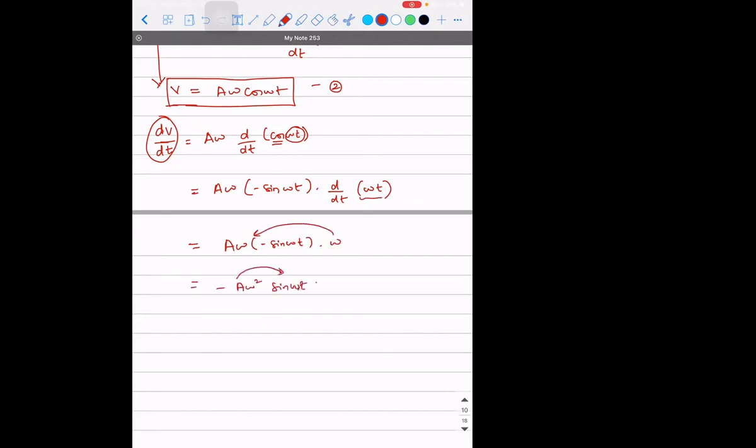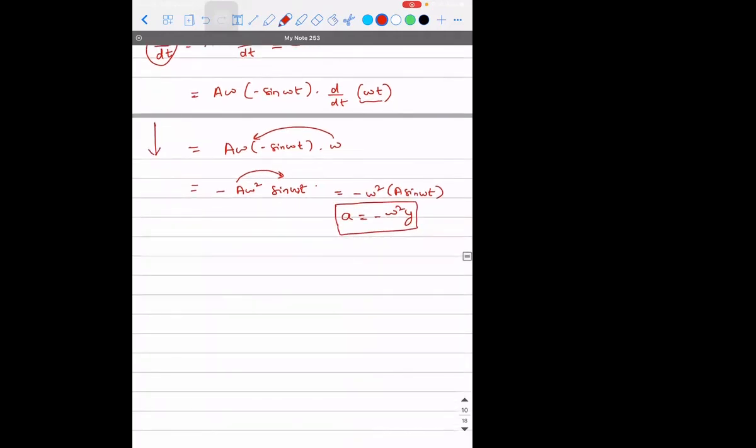But what is A sine omega t, guys? So can I write this as minus omega square into A sine omega t, which is nothing but minus omega square y. And what is dv by dt? It is acceleration. So a is equal to minus omega square y. How does it look? Is this not the mathematical equation for SHM?